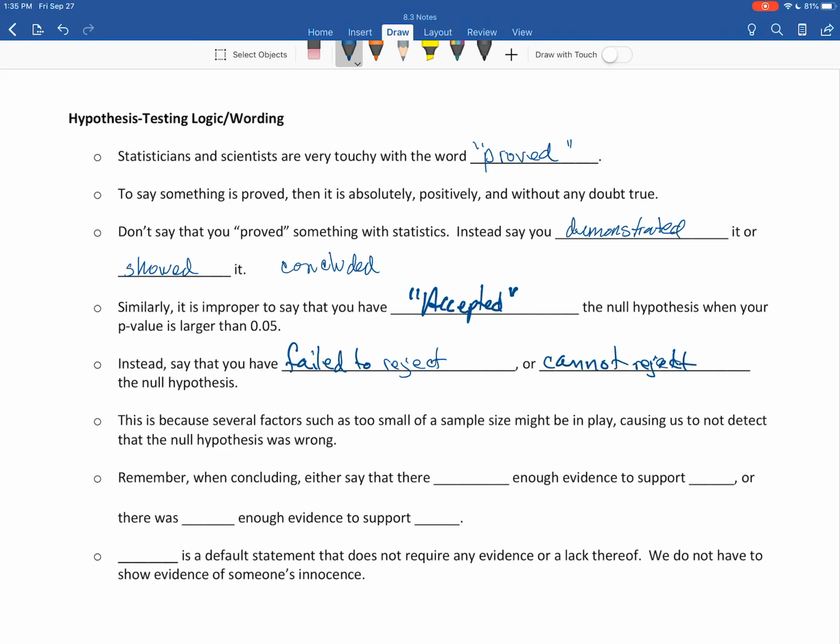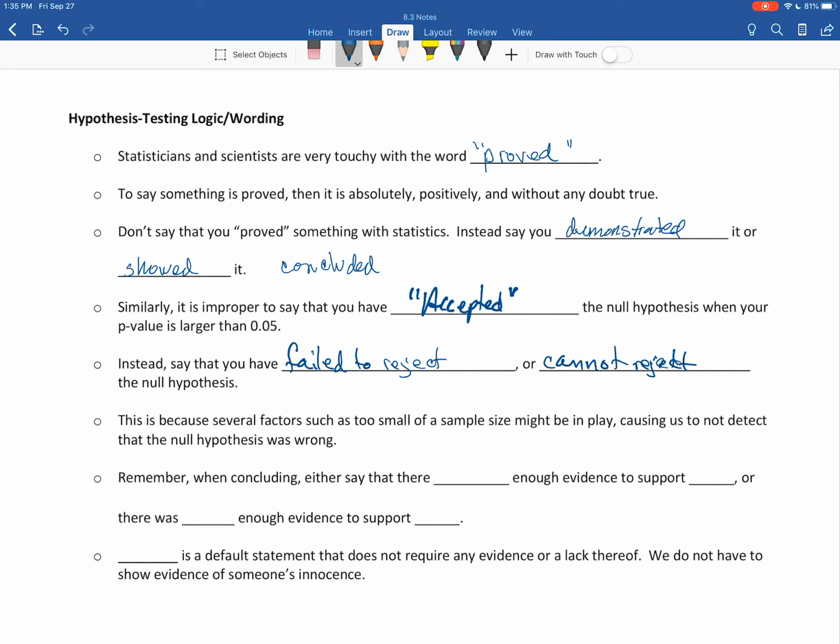So it's our duty to find enough evidence to try and reject it. And if we don't do that, then we have failed to provide the evidence. We have failed to reject it. We can't reject it. Doesn't mean that we accept it fully, completely, but we just haven't shown enough evidence in order to reject it.